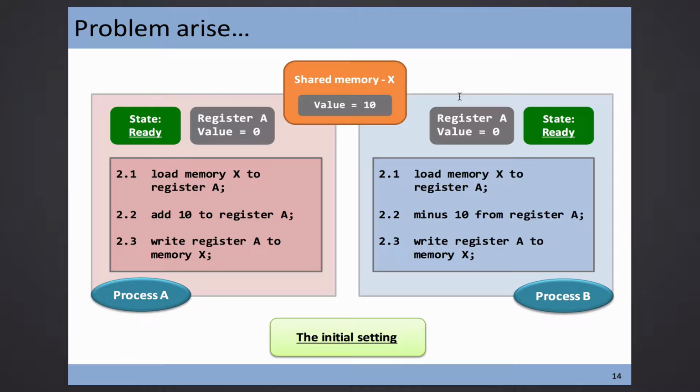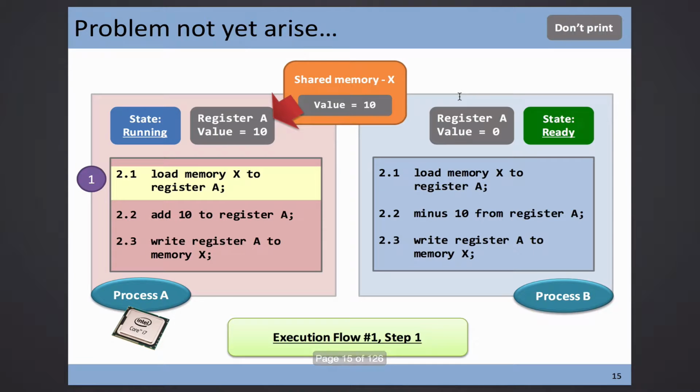Now, let's go with a normal flow. The normal flow is like this. The first line of execution will be 2.1 on process A. So what happened to it? Okay, so process A starts first. The good execution will be 1, 2.